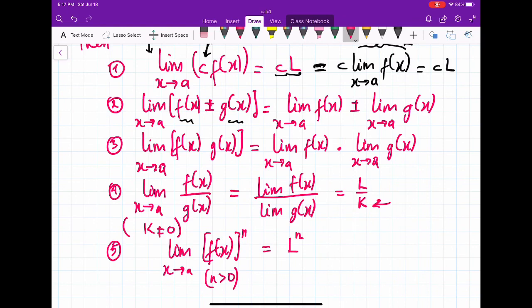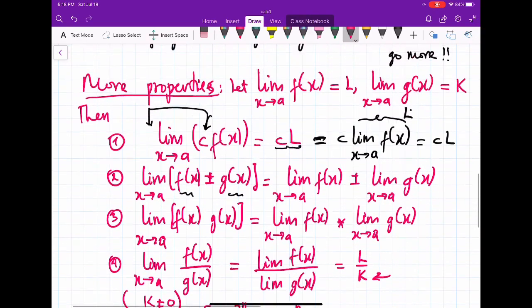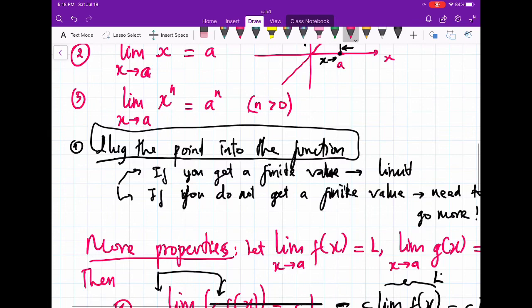Those properties are very fundamental for limits. Don't forget that. And we use this all the time. Okay? But don't forget this principle, right? When you have a limit, just plug the point into the function. If you get a finite value, that is your limit. If not, you need to do something else.